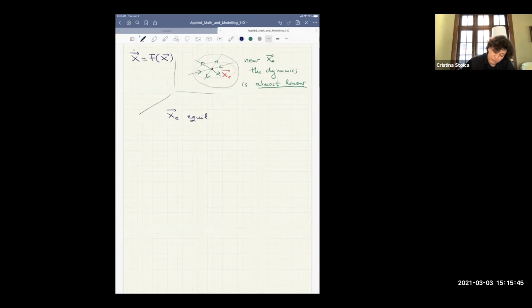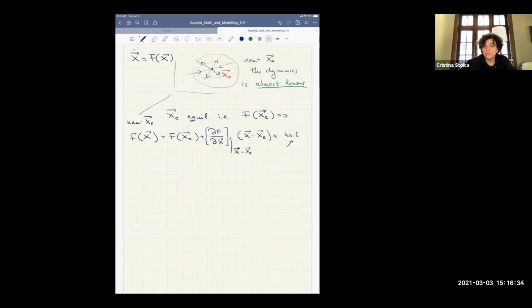And so f at XE is zero, right? Because that's how we found it. And then we say, hey, we know Taylor series. So near XE, I'm going to do a Taylor expansion because that's what I know as an applied mathematician. My universe is bound to Taylor series and chain rule, okay? So there you go: f at XE plus the derivative, the Jacobian df/dx, which will be a matrix, taken at x equals XE, times x minus XE. And then plus higher order terms, order two, like (x minus XE) squared, which we're going to ignore. So that's where almost linear comes in, right? Almost linear basically means I'm going to ignore all the stuff that is higher order, okay?